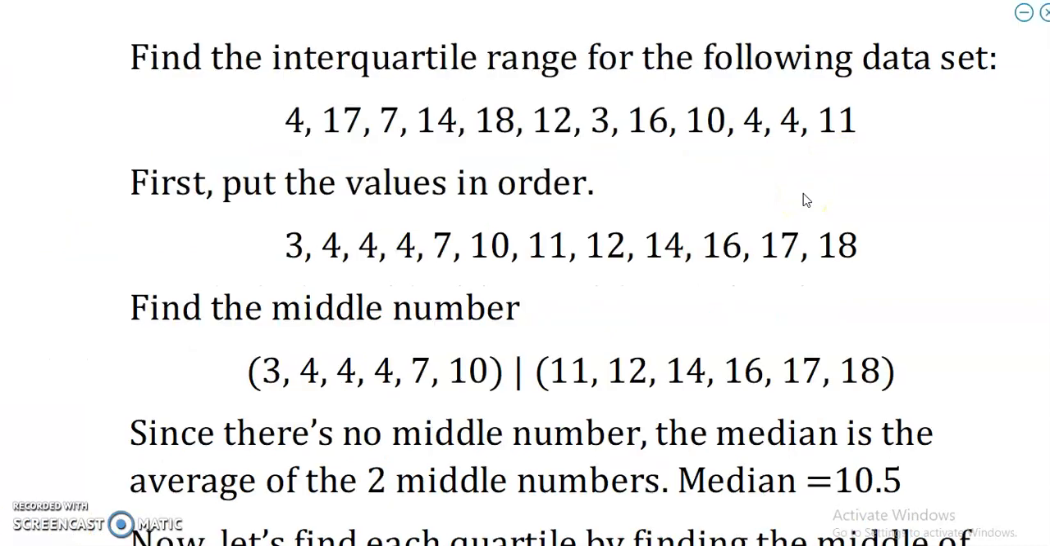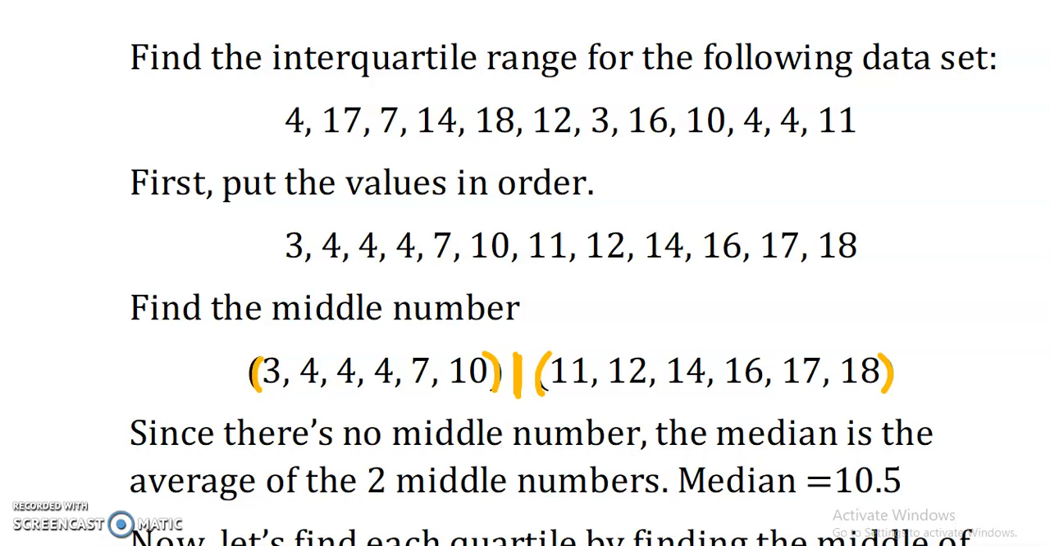So we have to find the 5-number summary, because to find the interquartile range, we need to subtract quartile 1 from quartile 3. So we have to put the numbers in order. Then we find the middle number. And remember, when we're going to find the middle number, we just go ahead and separate it into 2 halves. And in this case, there isn't a middle number.